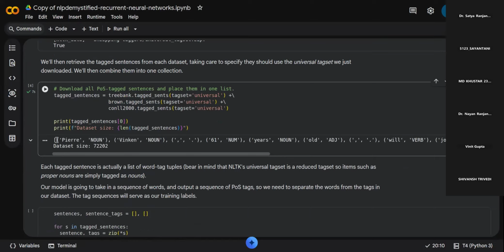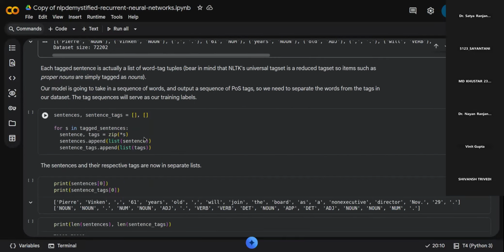It contains this. This is one sentence. We have a list of sentences, and in each list there are different tuples. Each tuple contains the word and its corresponding part of speech. Means the sentence is Pierre Vinken, 61 years old. This is the sentence we will join, and their corresponding parts of speech are: Pierre is noun, Vinken is noun, comma is punctuation, 61 is number, years is noun, and like this. Okay, so this is my data set.